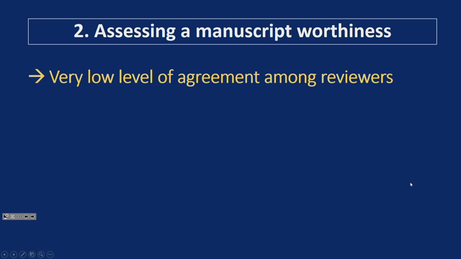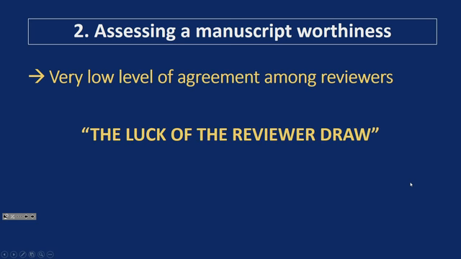Another major issue regards the very low level of agreement among reviewers, and this happens both for scientific article peer review and for scientific proposals in the context of project funding. This problem has been named the luck of the reviewer draw, meaning that the partly random selection of reviewers has a major impact on the fate of a manuscript.